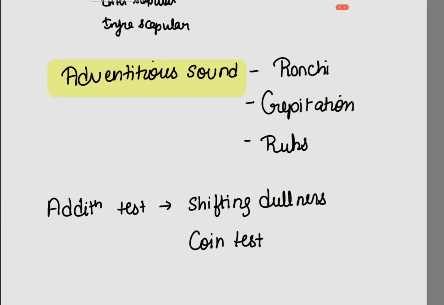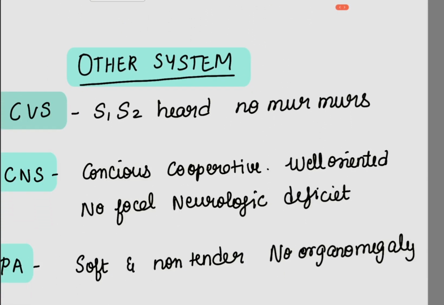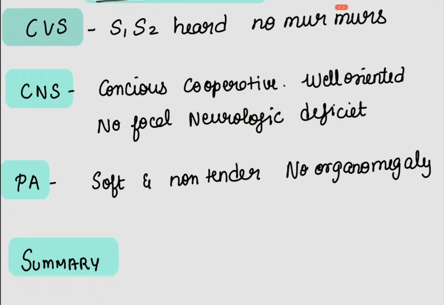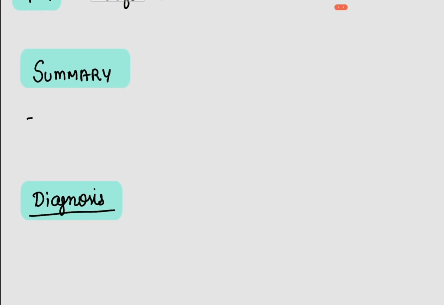And finally, we have adventitious sounds such as rhonchi, crepitations, rubs, and additional tests such as shifting dullness or coin test. After everything is done, make sure you mention the other systems: CVS, CNS, per abdomen. Then finally, done with summary. Be specific in summary. Don't miss any examination findings. Then write your differential diagnosis. And with that, you complete a respiratory system case presentation.